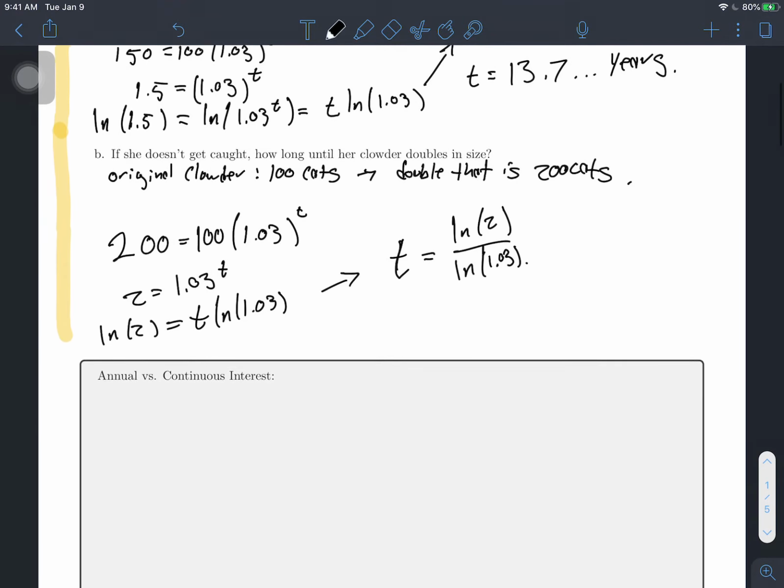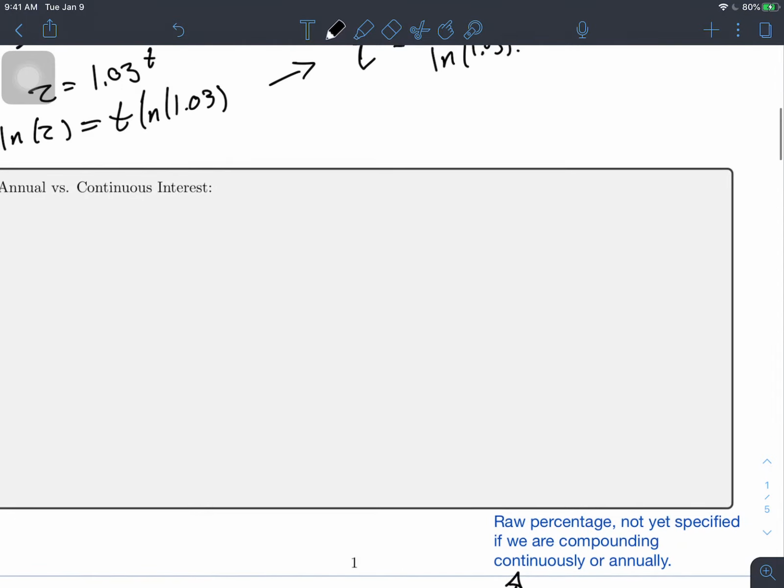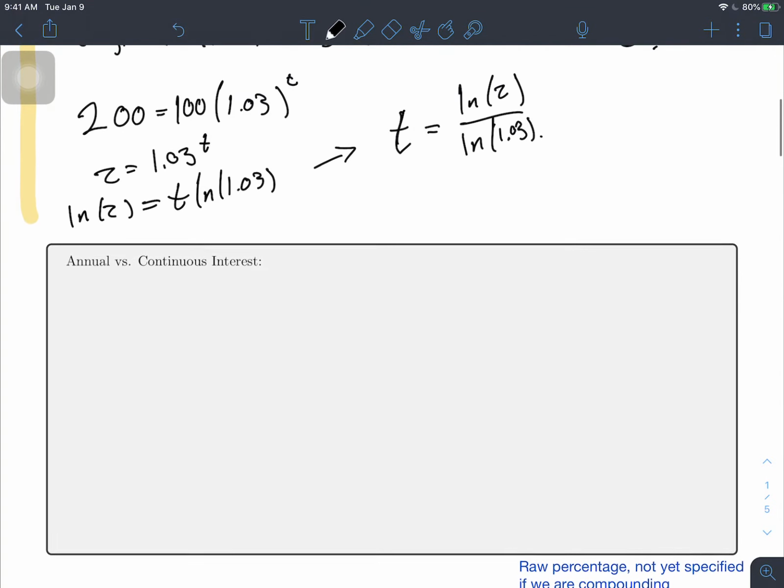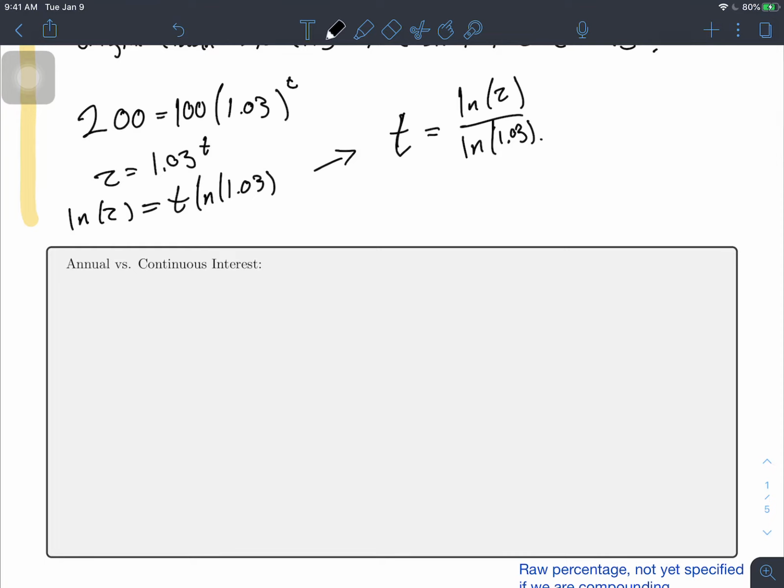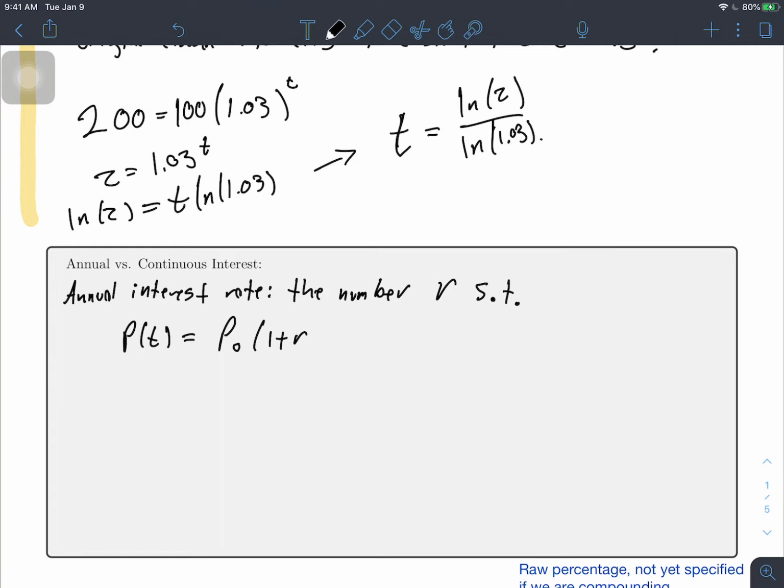We're going to move on to some definitions now. We kind of talked about this a little bit in the last video, but let's have some actual definitions for annual versus continuous interest. So my annual interest rate is the number R such that P of t is equal to P naught times 1 plus R to the power t. Okay?